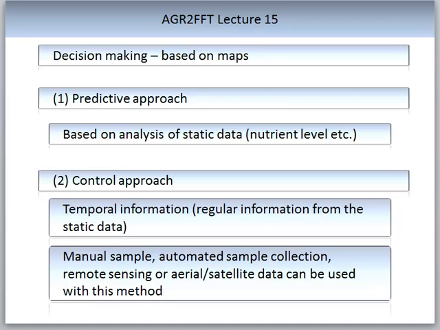Decision support models can be used for this kind of approach, and these are often referred to as crop simulation models. Manual sampling, automated sample collection, remote sensing and/or aerial or satellite data can be used with this method.